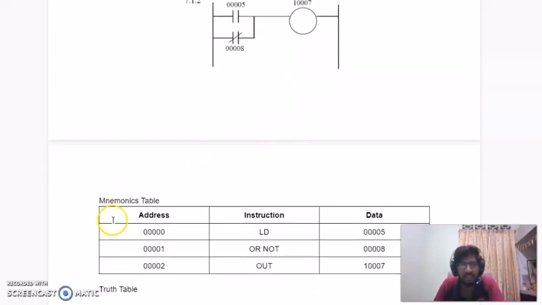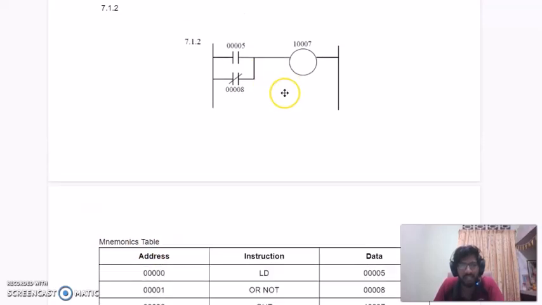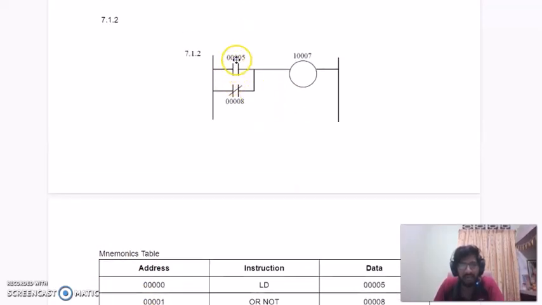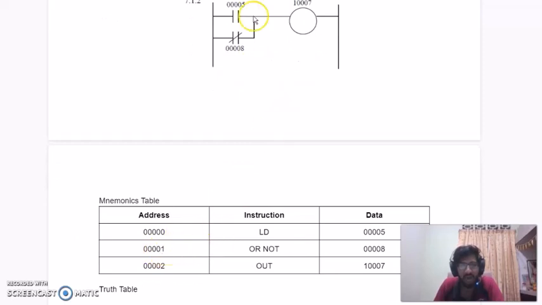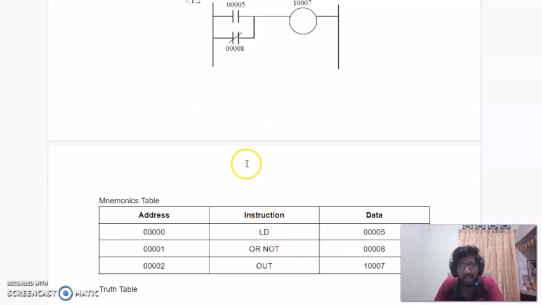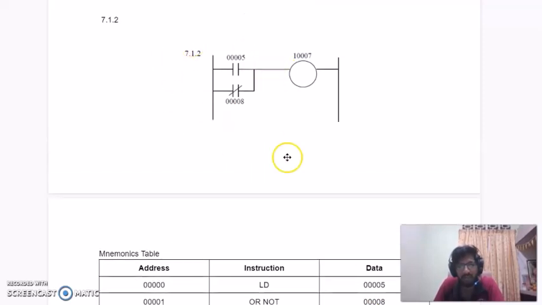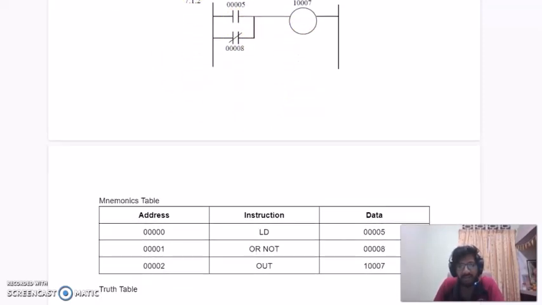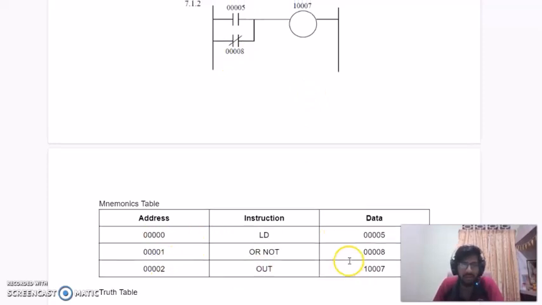So as you can see, in the mnemonic code table at address 0001 is the LD, and the data is 0005, and the next one is an OR NOT. OR NOT is a logic gate where you can also refer to the truth table for a NOT or NOR gate, which is similar to this ladder diagram. So OR NOT, the data is 0008, and lastly at 0002 the output is 10007.